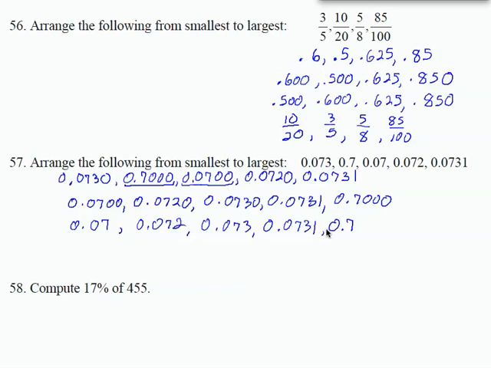If you use this process of writing the same number of digits after the decimal point, then you can directly compare the numbers and line them up more easily from smallest to largest.